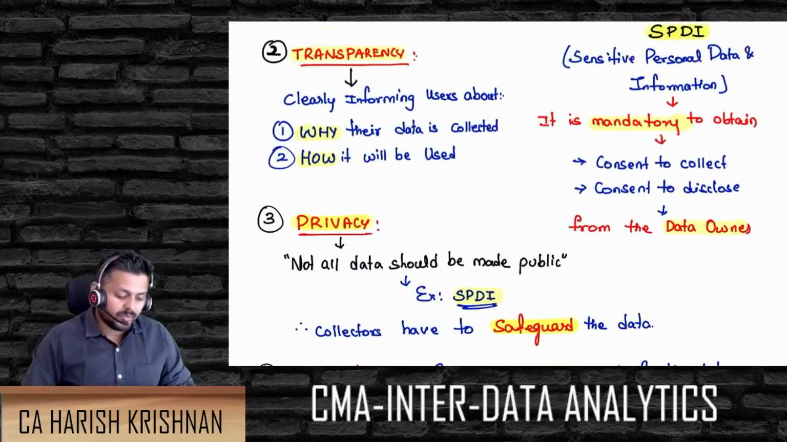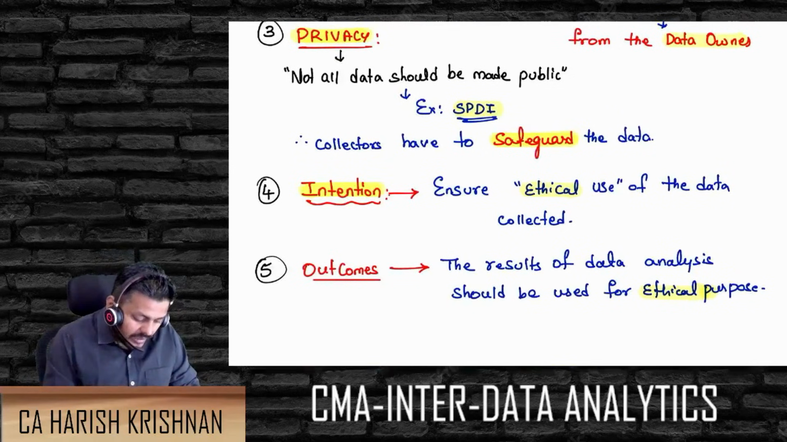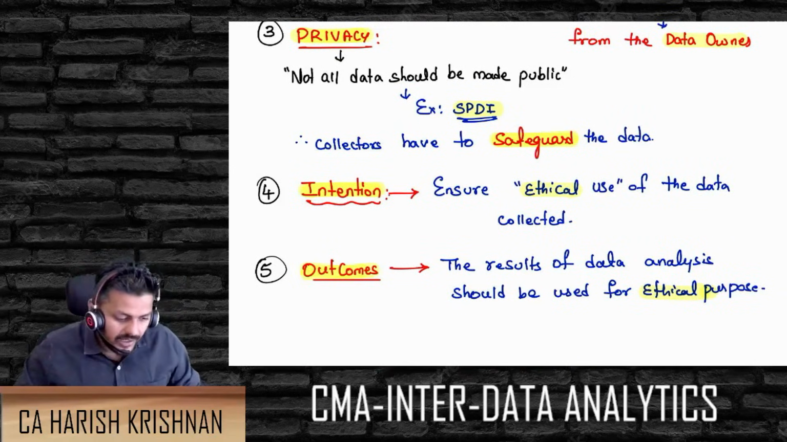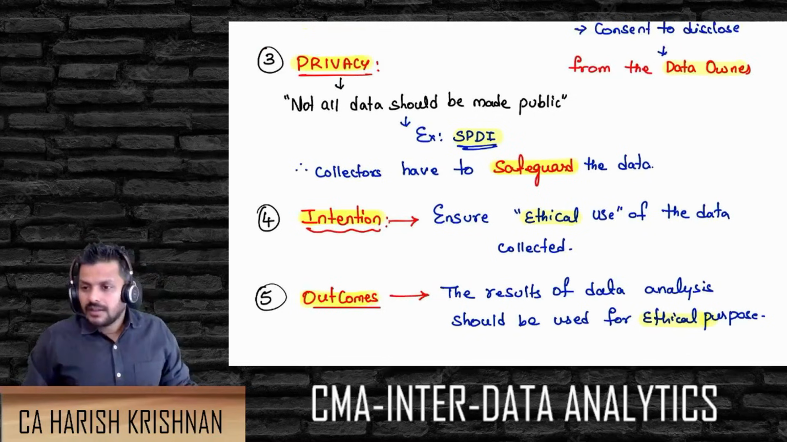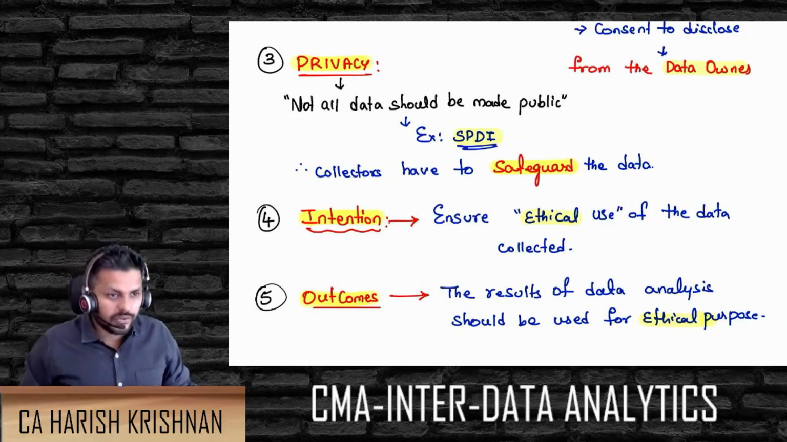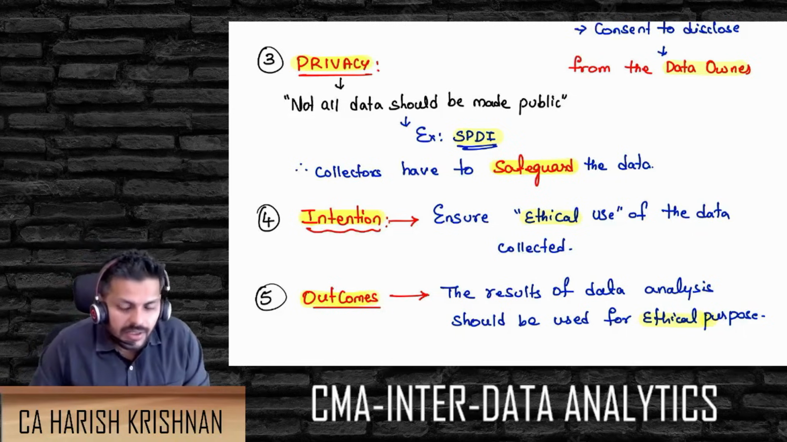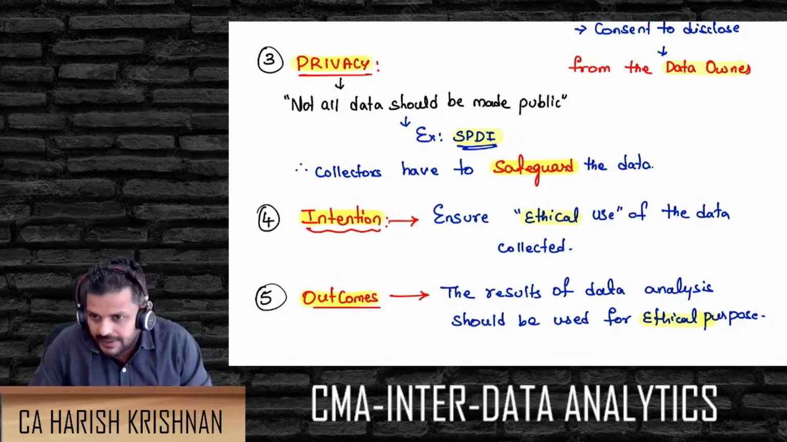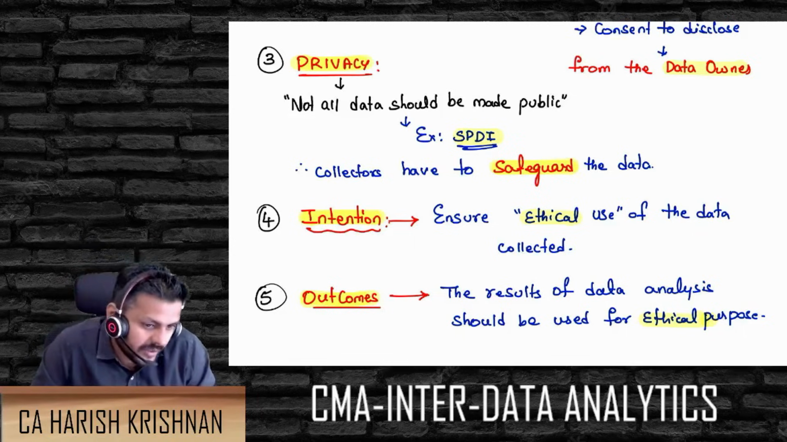These are the 5 points: ownership, transparency, privacy, intention, and of course the outcome. If you take care of and ensure these 5 points, then we can clearly and confidently say that yes, the data that we have collected and used is ethical. So guys, that's the first set of 2 sessions that we did to discuss chapter number 8, which is our first chapter in discussion.